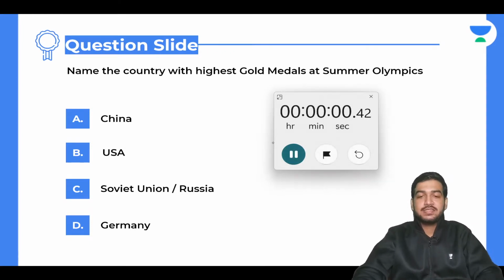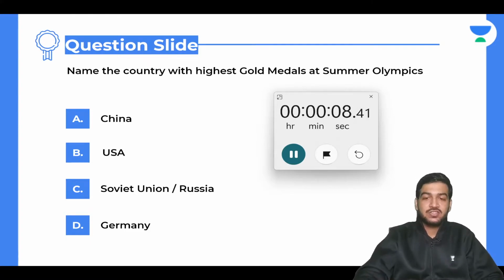This should be very easy. Is it A, China, B, USA, C, Soviet Union or Russia, or D, Germany, or West and East Germany combined? Name the country with the highest gold medals at Summer Olympics. Keep this in mind. Is it A, China, B, USA, C, Soviet Union or Russia, or D, Germany?